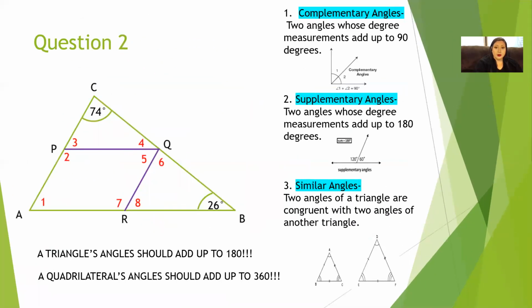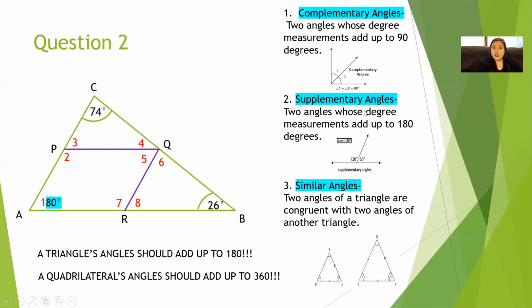Moving on to question 2. It wants us to find the angles again, of the numbers listed 1 through 8 in red. Again, we need to brush up on some basic knowledge before we start figuring out these angles. The first thing is complementary angles. What are they? They're two angles whose degree measurements add up to 90 degrees. As you can see in this example, angle number 1 and angle number 2 should add up to 90 degrees.